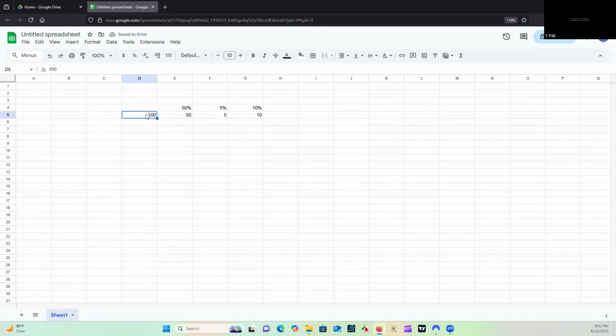So let's say this is $100. And I want to know what's 50% of $100? $50. What's 5% of $100? It's $5. What's 10% of $100? It's $10. And then it's pretty simple. So 1%, what's that? It's just going to be $1. What's 2%? Maybe $2. And I showed you the math, right?